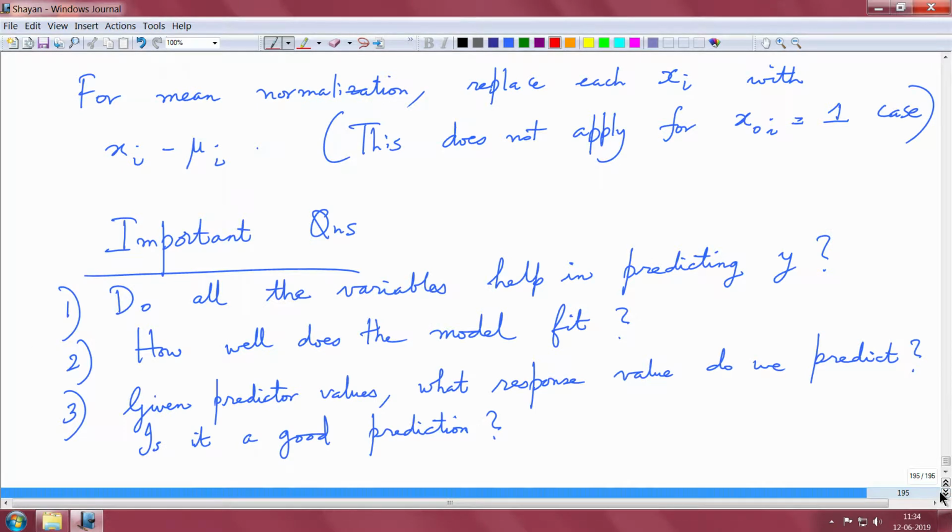Then we can consider mean normalization. For this, we need to replace each xi with xi minus mu i, that is, we remove the bias out, and normally we can do the mean normalization post the feature scaling. If you are savvy you will observe that this does not apply for the x naught i equals 1 case, because there is no mean for that variable, it is 1. For all the others x1 i, x2 i, so on till xp i, we have to do the mean normalization appropriately.